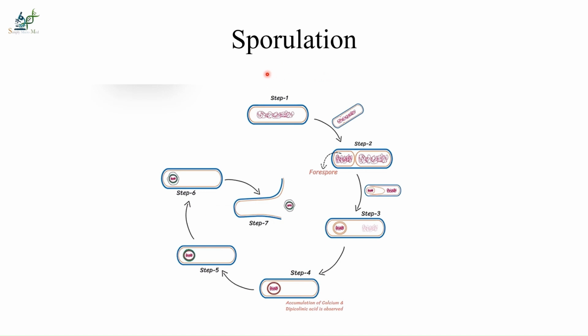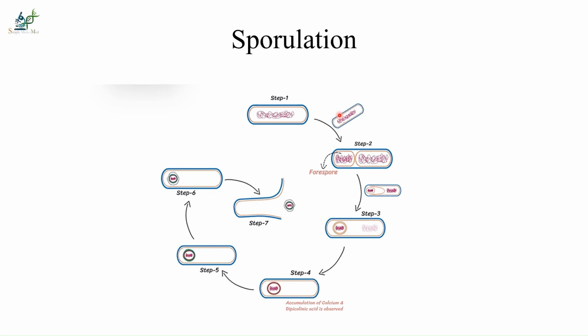Sporulation. Sporulation is a process that occurs when there are unfavorable conditions for the bacteria, mainly the spore-bearing bacteria, that will convert the vegetative cell into a spore. So this spore formation consists of different steps. In step 1, we can see the axial filament of bacterial DNA is formed. When it goes to step 2, we can see a septum in the cytoplasmic membrane or plasma membrane. That means septum formation will occur.